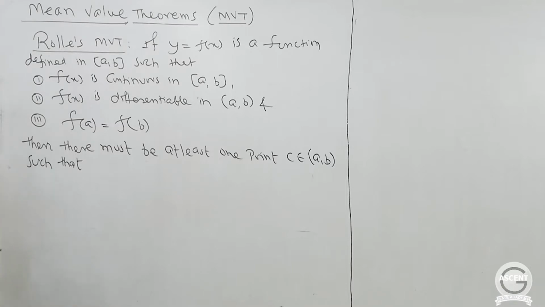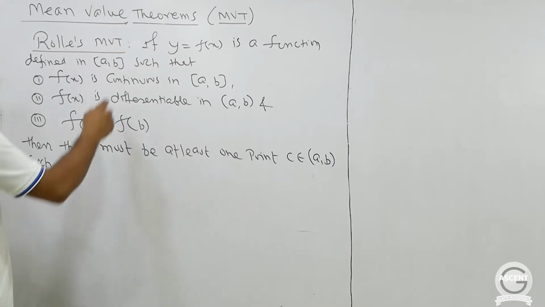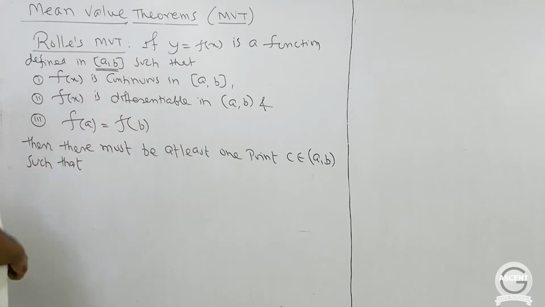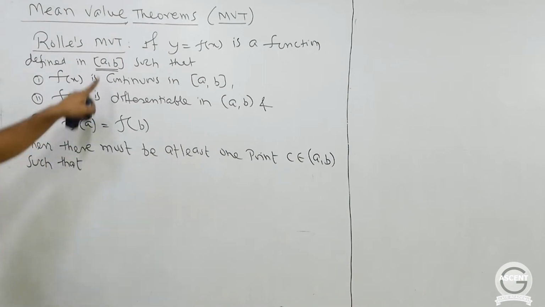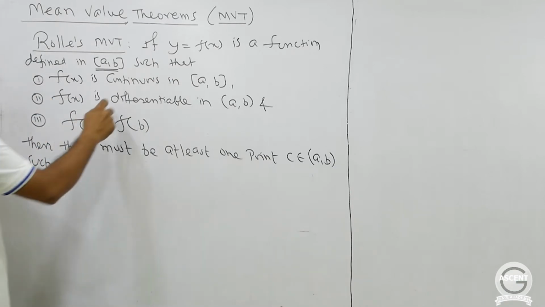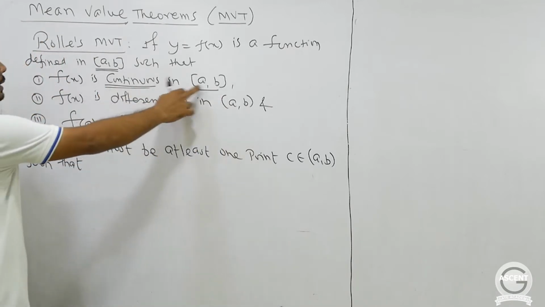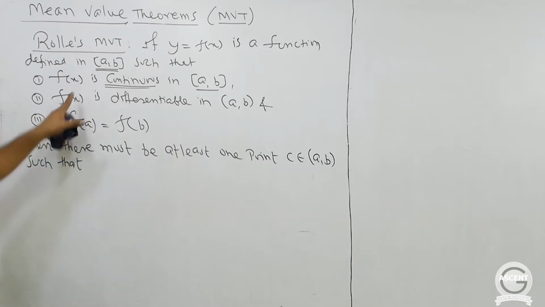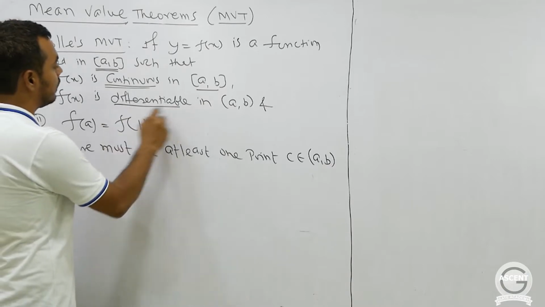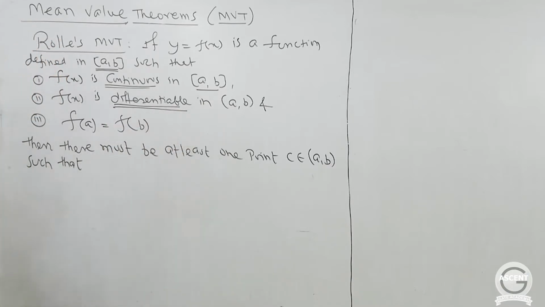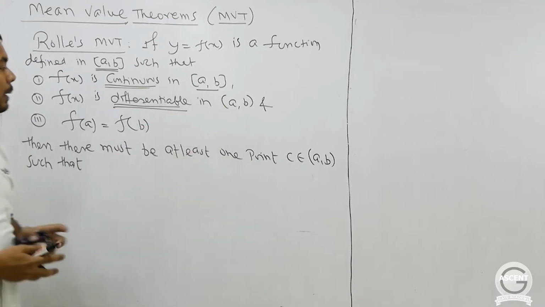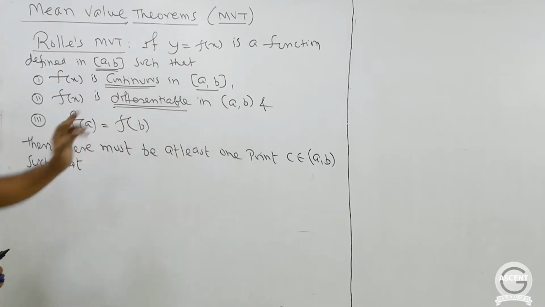So this theorem says that if y equals f(x) is a function defined in this closed interval [a, b], okay, square bracket means these two boundary points are included. So if we have a function defined in this closed interval [a, b], and the function is satisfying these three conditions. The first one is f(x) is continuous in this closed interval [a, b], meaning that in this interval a to b there is no break in the graph of this function y equals f(x). Second condition, f(x) is differentiable. Differentiable means the curve is smooth, so differentiable in the open interval (a, b). And the third point is f(a) is equal to f(b).